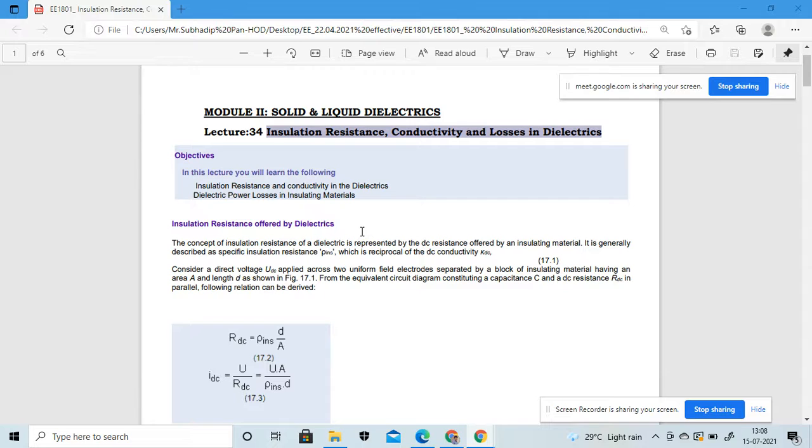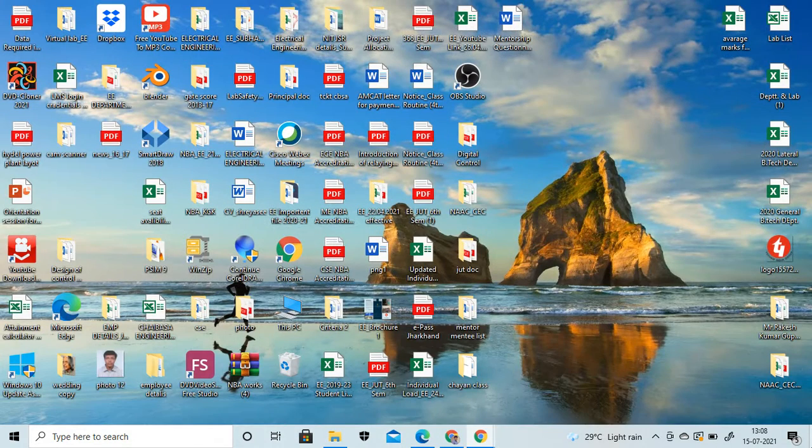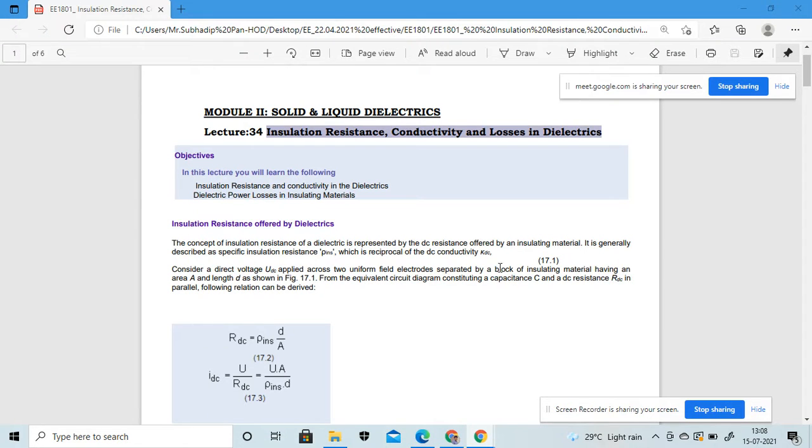Today we will discuss two things: the insulation resistance and the conductivity of the different dielectrics, because we normally use gaseous dielectrics, which we already discussed in Module 1. So what are the different parameters for describing the characteristics of the solid and the liquid dielectrics?